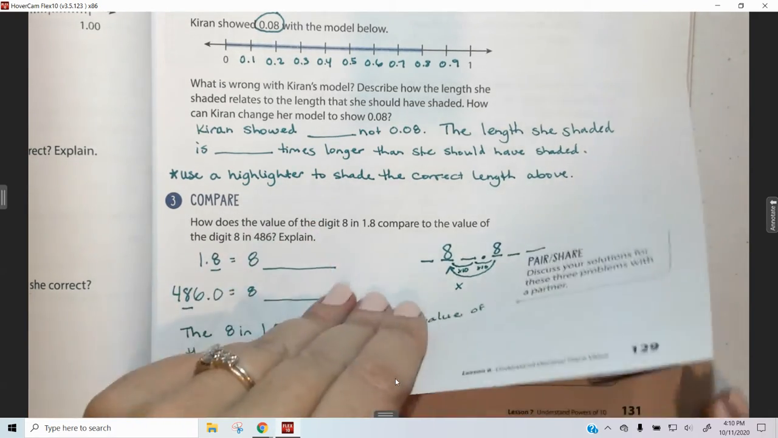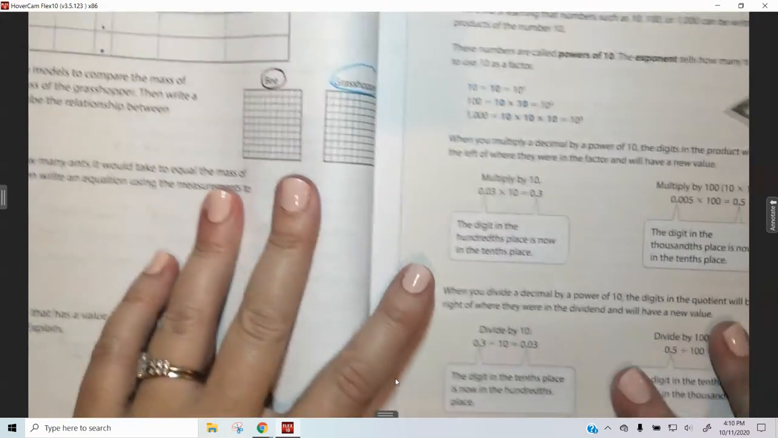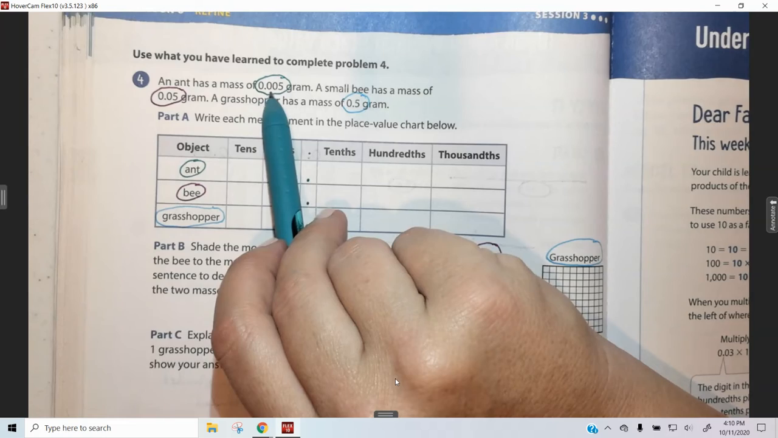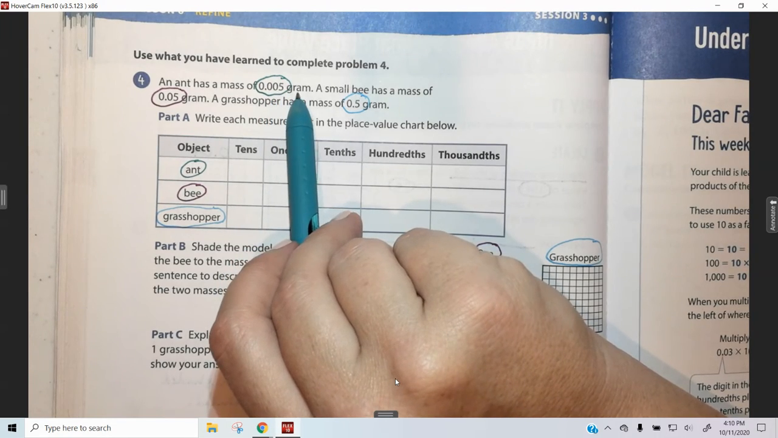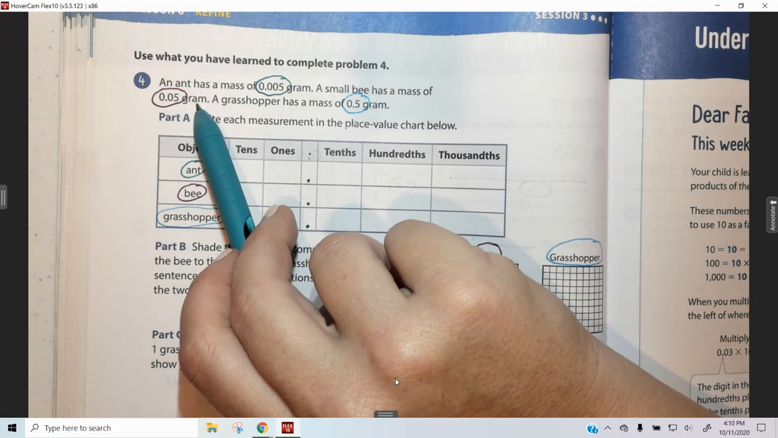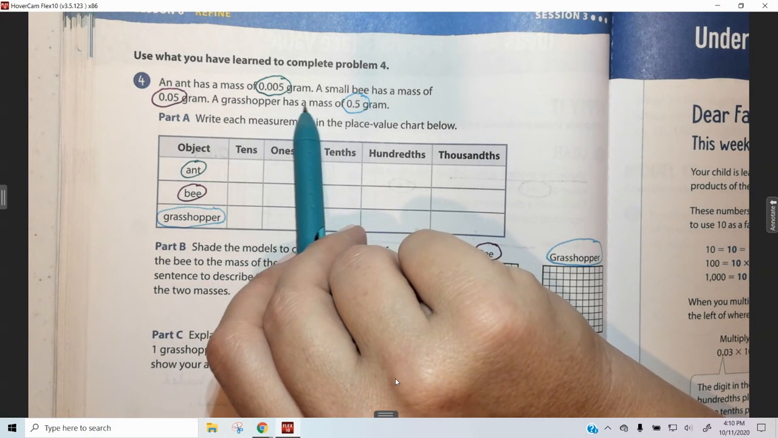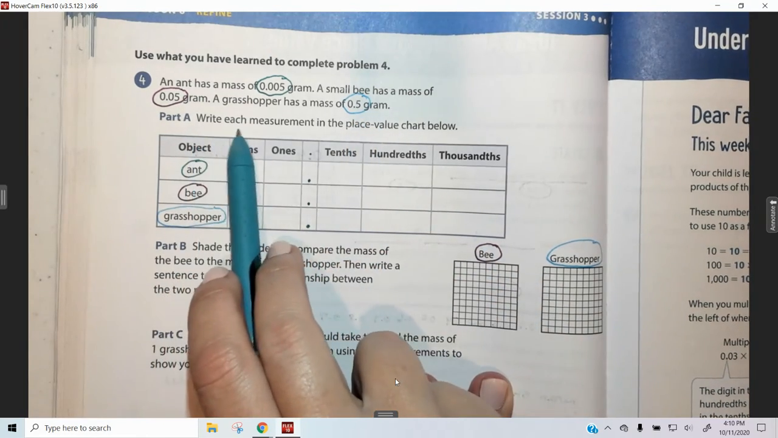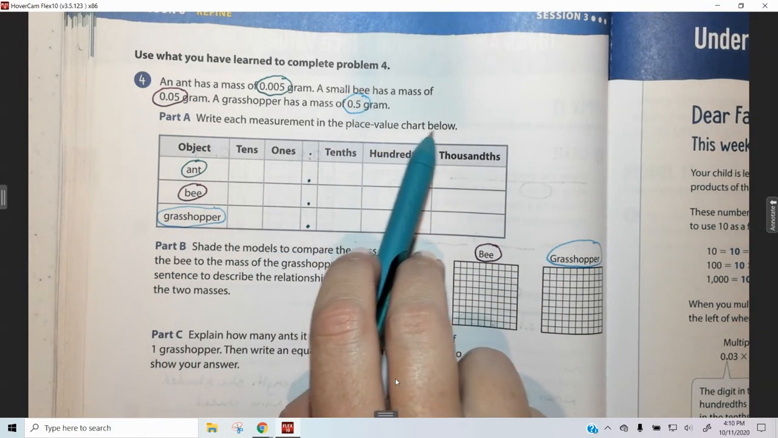All right, let's go to page 130. On 130, it says, an ant has a mass of 5/1000th gram. A small bee has a mass of 5/100th gram. And a grasshopper has a mass of 5/10 gram. Write each measurement in the place value chart below.